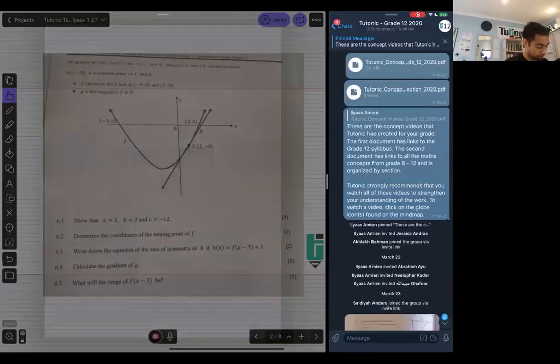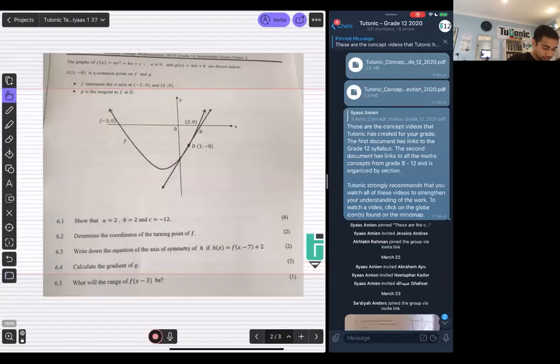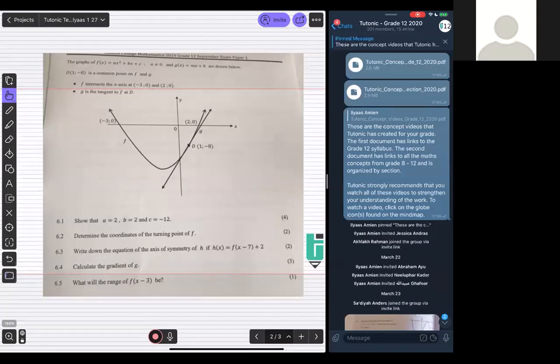Okay, we can start. But now I'm just going to share the screen quickly. Can you see the screen now? Can you guys see the screen? Yeah. Okay, so let's start.